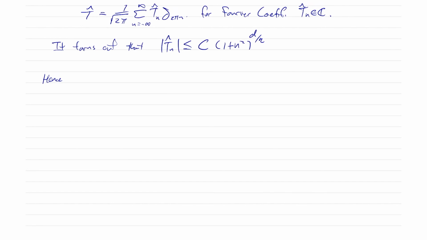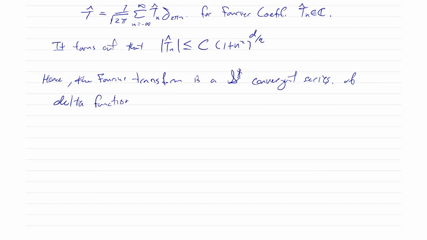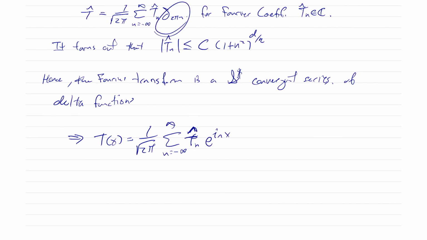But basically, this gives us that the Fourier transform is an S star convergent series of delta functions. Okay. So then what you can do is you can use that pairing. It basically gives you T of x is equal to 1 over square root of 2 pi of the sum n equals -infinity to infinity of Tn hat e to the i n x. Since it is a sum of delta functions, if you want to invert the Fourier transform back, then we know that there is a relationship between the delta functions and e to the i n x. So there you go.